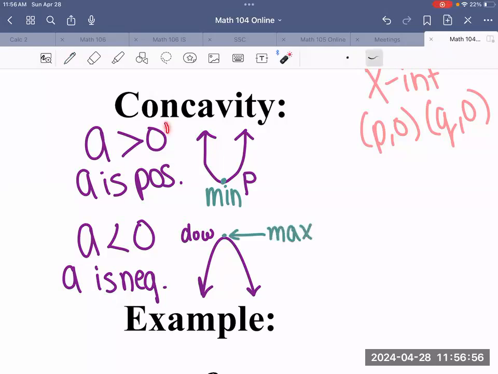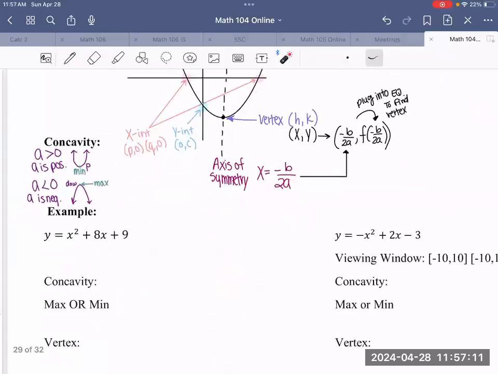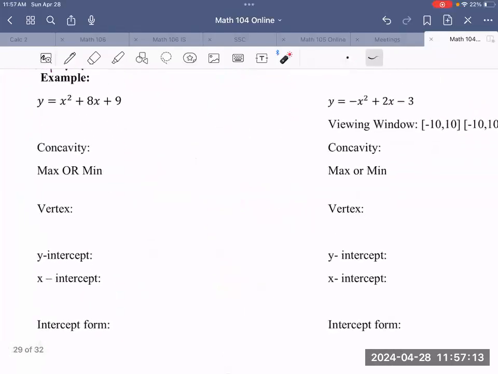So it's all about a. If a is positive, your graph is going up. If a is negative, your graph is going down. Think about all the power that the leading coefficient has for determining the direction. So now let's graph a few of these and determine the concavity, the max and min, and find some of these important features of your graph.